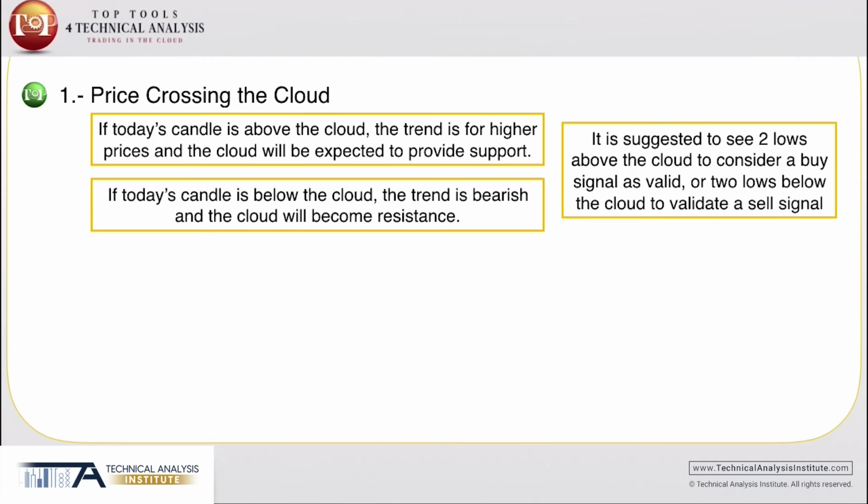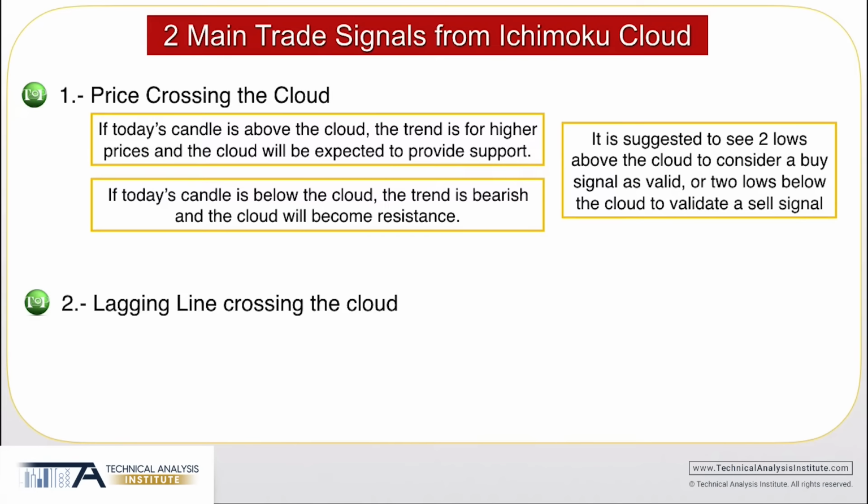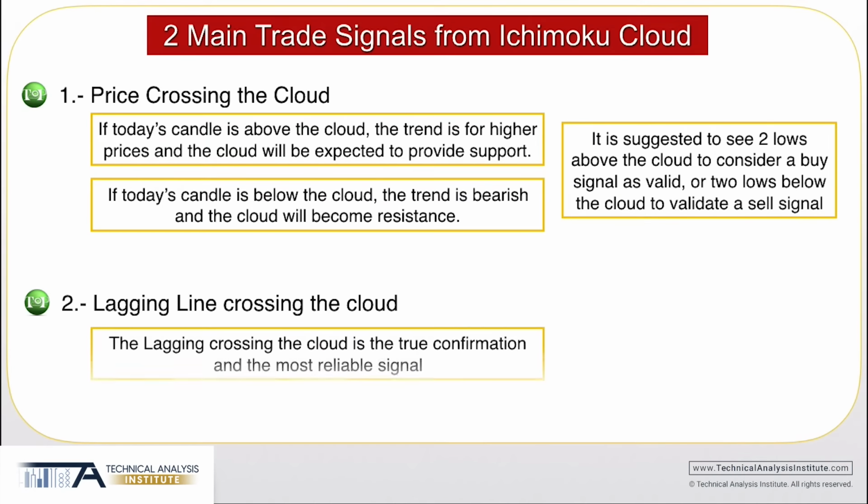It all depends on how aggressive you are as a trader. More conservative traders will prefer to wait on the lagging line crossing the cloud, which is generally a more reliable signal. And that's the second way: lagging line crossing the cloud. Typically, the lagging line will be crossing the cloud after the price has already done so. But that's not always the case. You will find some instances in which the lagging line will be crossing the cloud ahead of price.